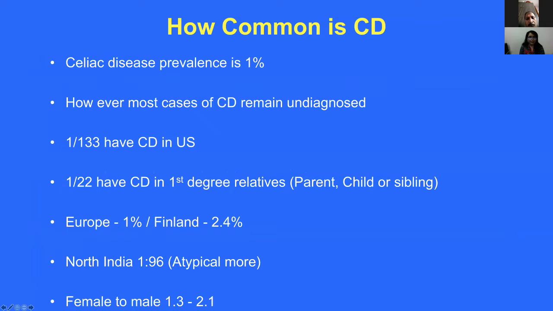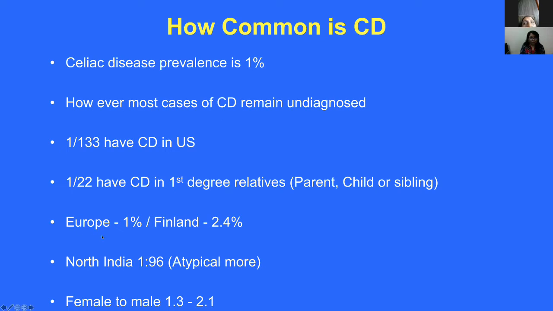How common is celiac disease? This is not so uncommon. The prevalence is around 1%. However, in our population, most of the cases remain undiagnosed. In the US, the prevalence is 1 in 133. And this prevalence increases in first degree relatives, that is, if the patient has celiac disease and we test their parents, children or siblings, the prevalence is very high, 1 in 22.